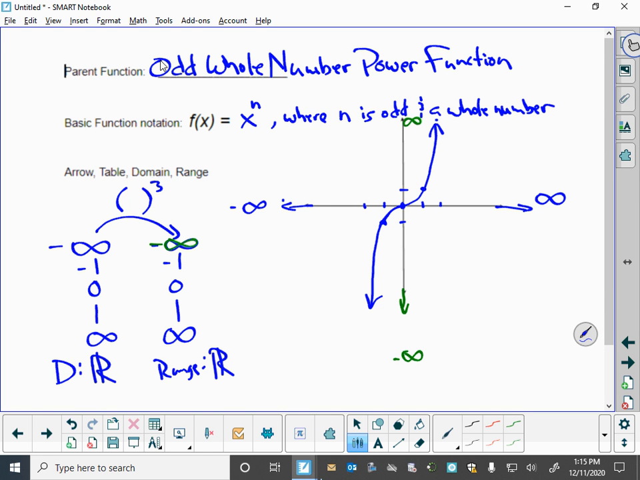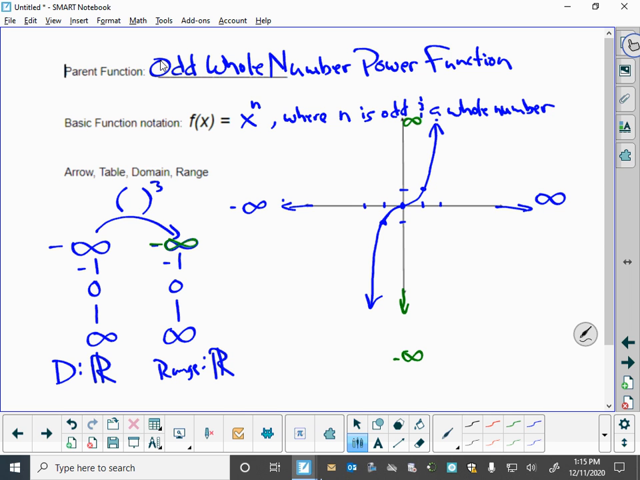As we jump up in the powers, the sides might get steeper, and between -1 and 1, it might wait a little bit longer, closer to the x-axis before it turns and goes over. But this is the recognizable shape of an odd whole number power function. When we describe the end behavior and what's happening over here, we use this kind of terminology.